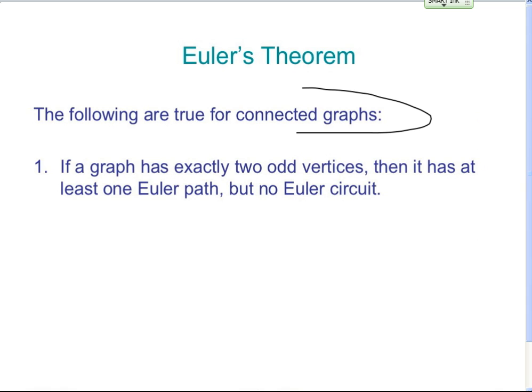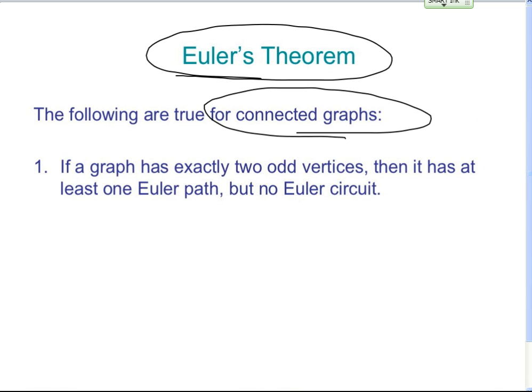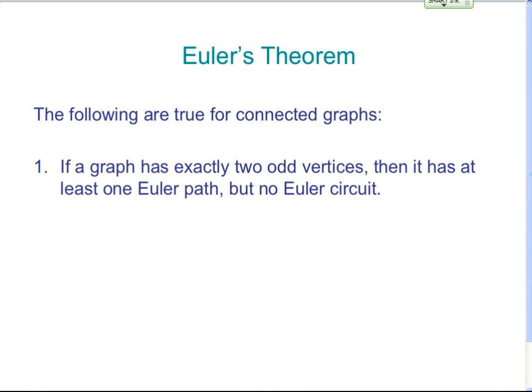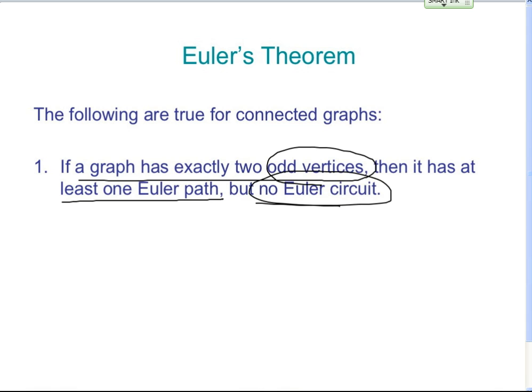Assuming you have a connected graph, Euler's theorem, I know that looks like Euler, but that's not how it's pronounced. It's pronounced Euler. Euler's theorem says if a graph has exactly 2 odd vertices, then it has to have at least one Euler path, no Euler circuit.